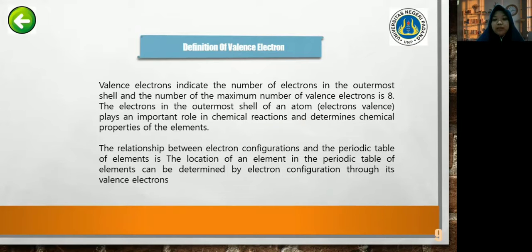The relationship between electron configuration and the periodic table of elements is that the location of an element in the periodic table can be determined by electron configuration through its valence electrons.